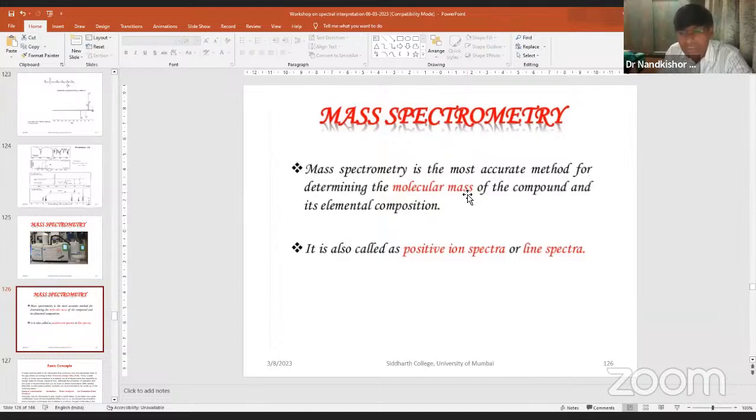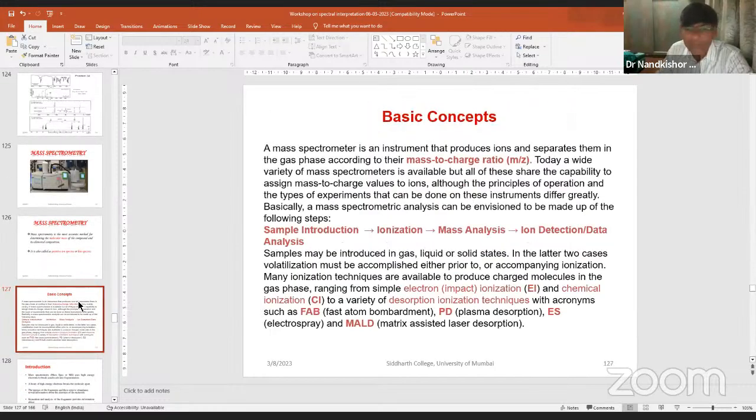Mostly the positive charge fragments we are going to analyze by means of mass spectrometry. Now, what exactly is mass spectrometry? The basic thing is that mass spectrometry is considered to be a destructive technique. Our IR and NMR are non-destructive techniques, meaning the sample we use for analysis can be restored back. We can recycle or reuse that sample.